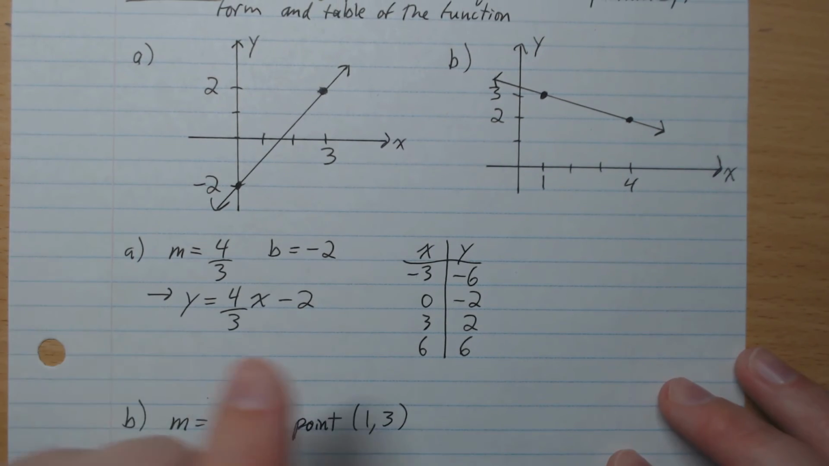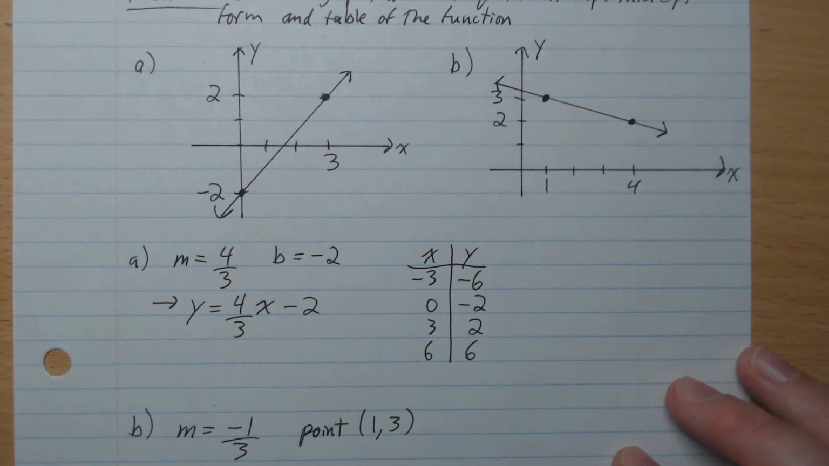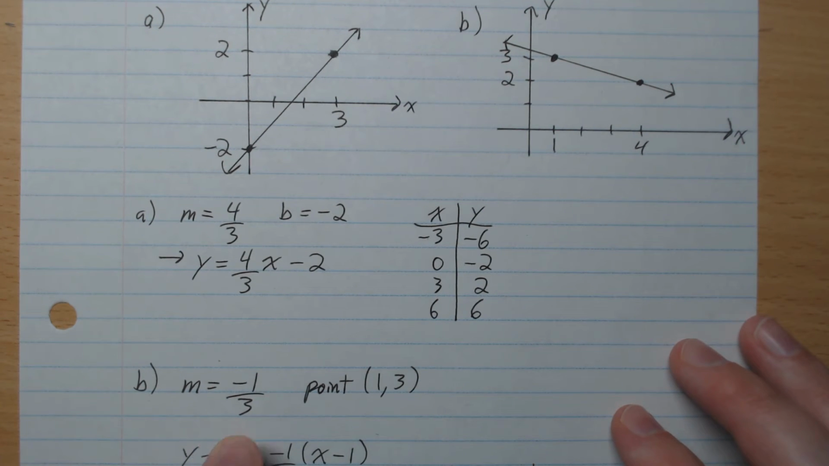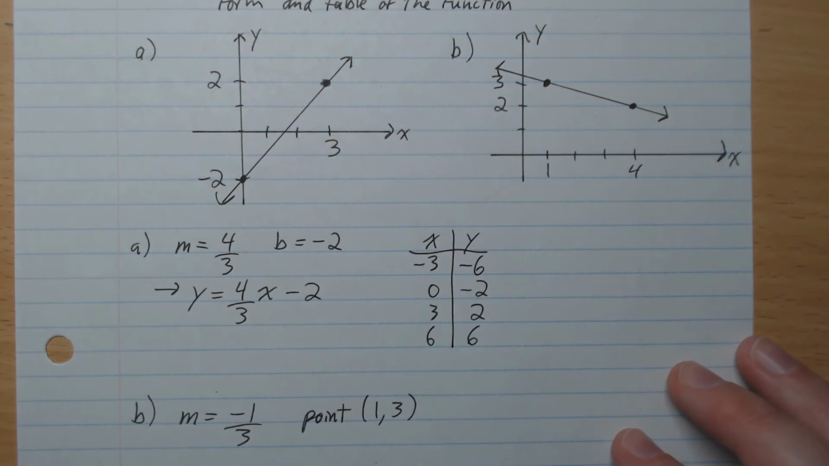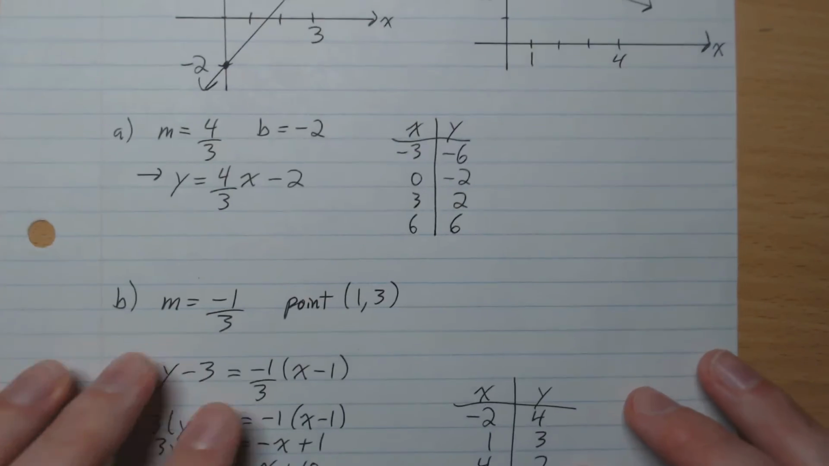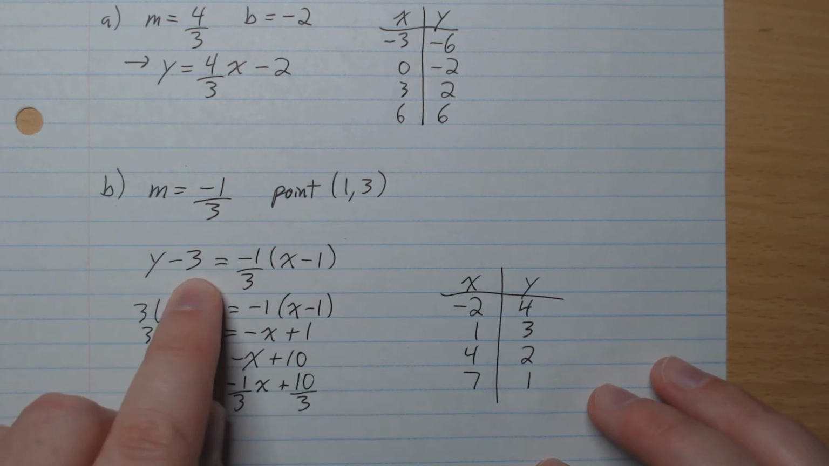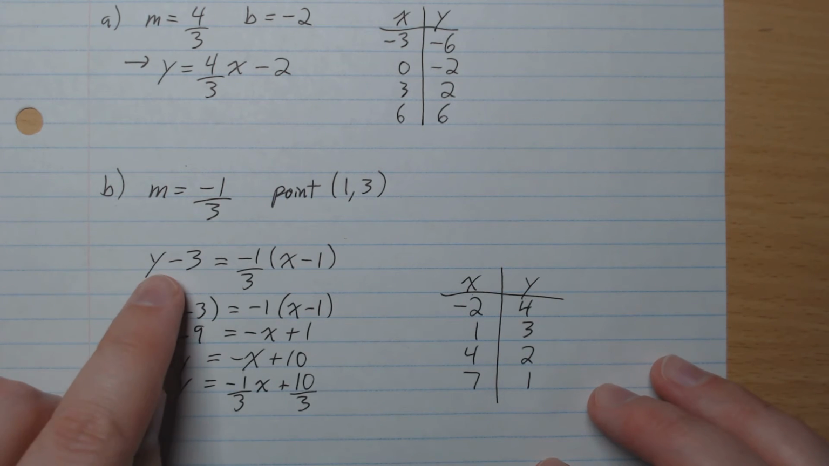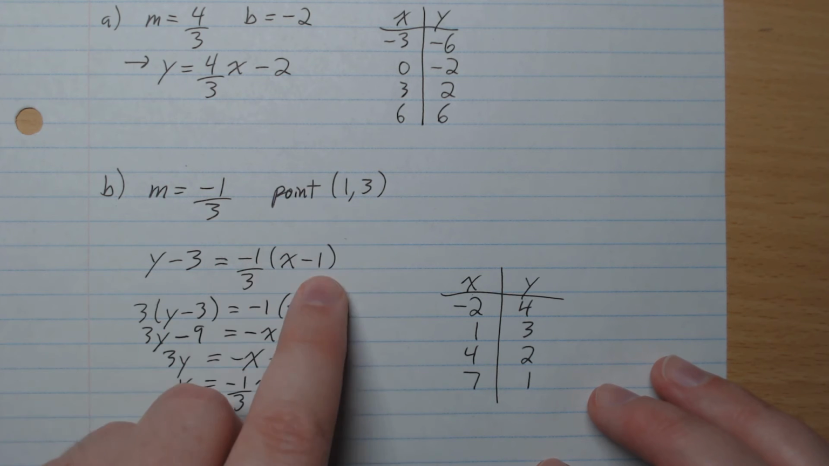Okay, B. Here are our given points. We notice that we're going down by 1, over by 3. So we get our slope. And we notice that we don't have a clear y-intercept, but we do have the point (1, 3). So here we have a slope and a point, and so we're going to use point-slope form. So we have y minus 3 equals the slope times x minus 1.